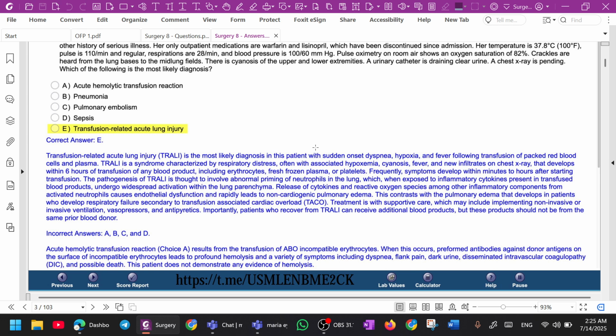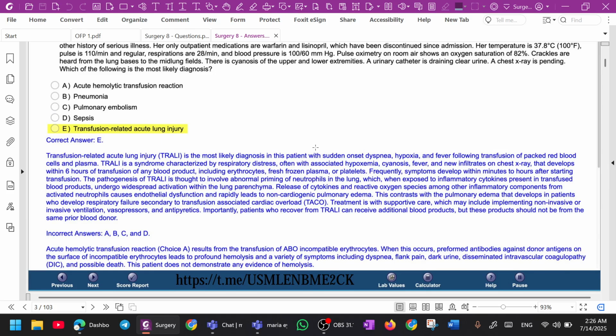The pathogenesis of TRALI is thought to involve abnormal priming of neutrophils in the lung, which, when exposed to inflammatory cytokines present in transfused blood products, undergo widespread activation within the lung parenchyma. Release of cytokines and ROS, among other inflammatory components, from activated neutrophils causes endothelial dysfunction and rapidly leads to non-cardiogenic pulmonary edema. This contrasts with pulmonary edema that develops in patients who develop respiratory failure secondary to TACO.